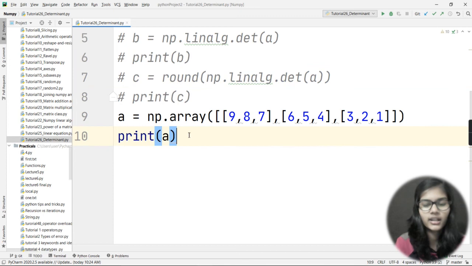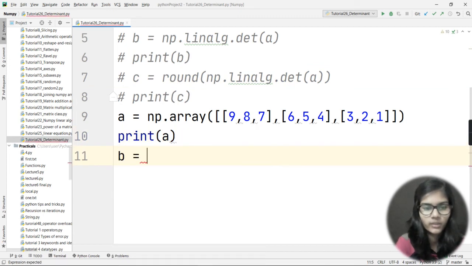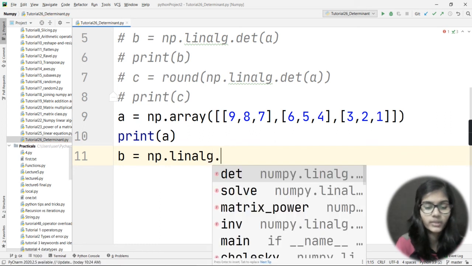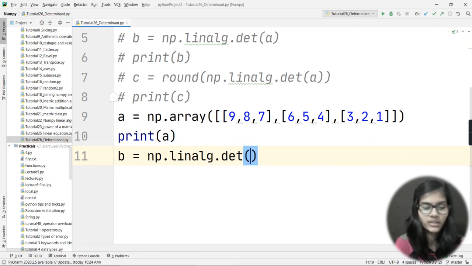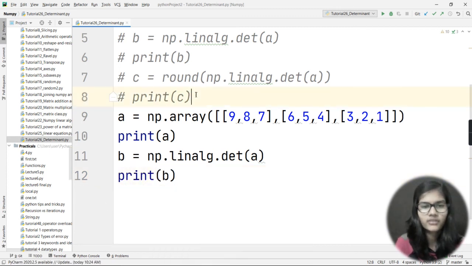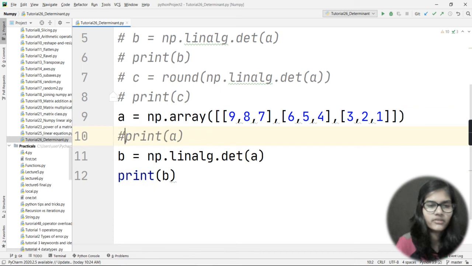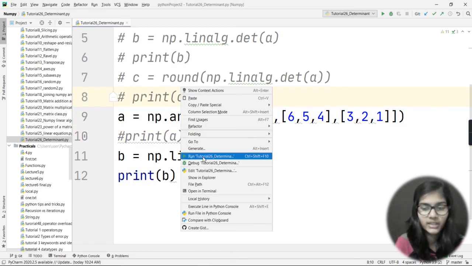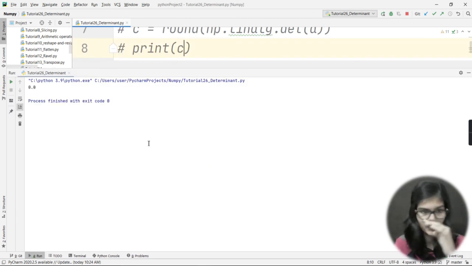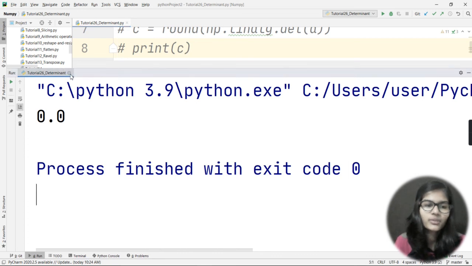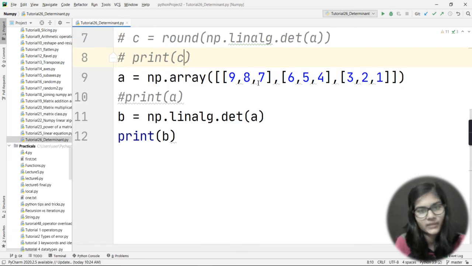Now I want to use a function, so I will take another variable, that is B. I will write np.linalg.det, that is determinant. Inside that I will pass A, and print B. After printing this, the determinant for the matrix that I have stored in variable A will be computed. Here the output which I am getting is 0.0. So basically this is the determinant for 987654321.